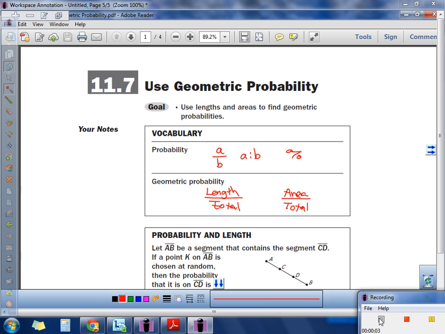Alright, today's lesson covers geometric probability. I'm going to go kind of fast today, so please focus. First thing is to talk about probability. We have that term you've got to know. You should be familiar with it.